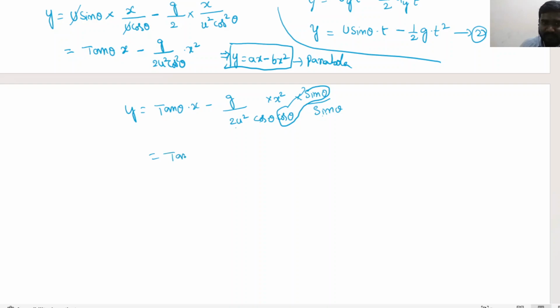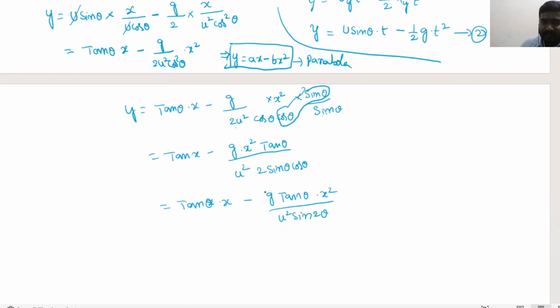So further you can extend this one. So tan theta times x minus g times x square tan theta divided by u square times 2 sin theta cos theta. Now 2 sin theta cos theta you can write as sin 2 theta. Therefore tan theta into x minus g tan theta times x square divided by u square sin 2 theta.